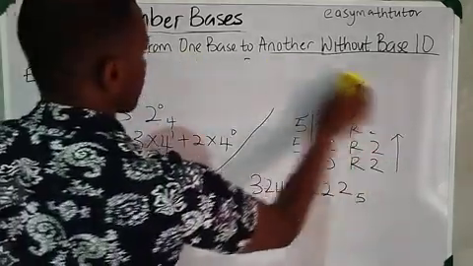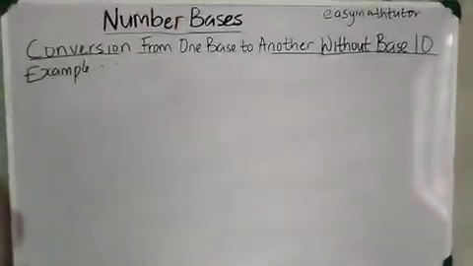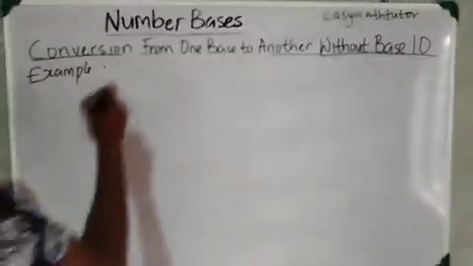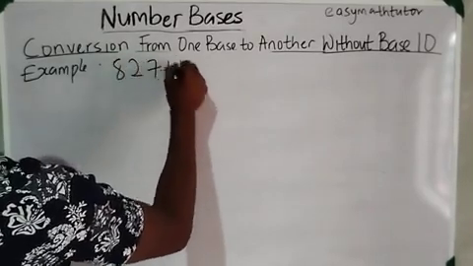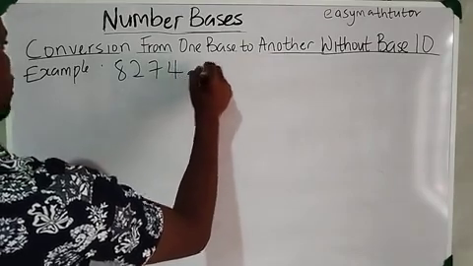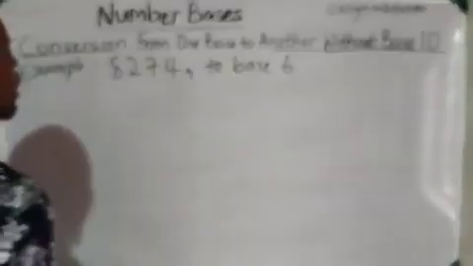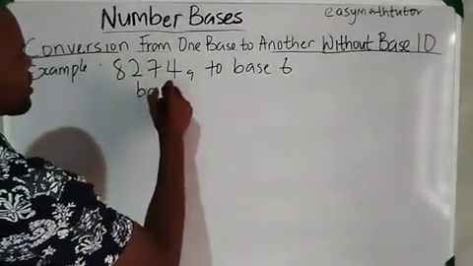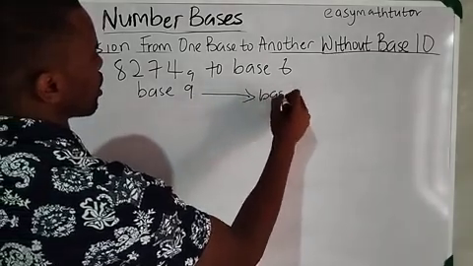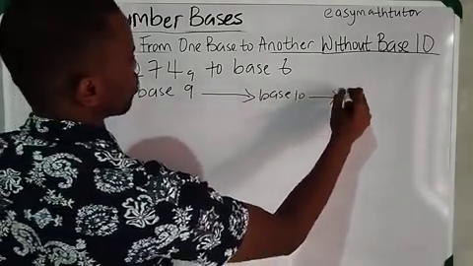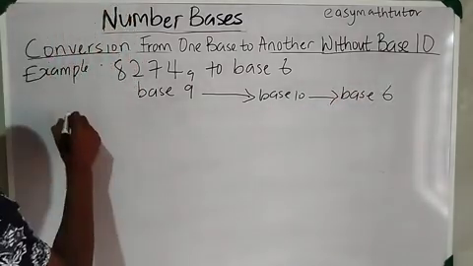We take one more example that tells us to convert 8,274 in base 9 to base 6. Again, we are going to move from base 9 first to base 10 and then to base 6.